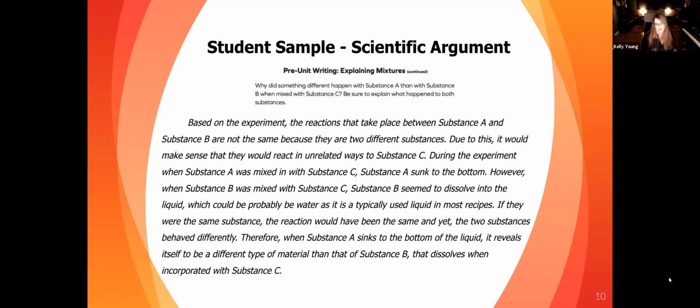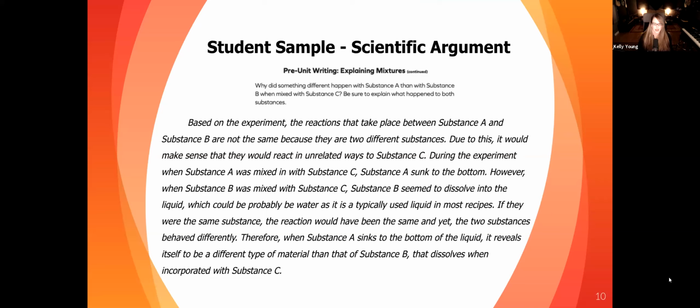This is a student sample. This is just one of my general education students. This was the pre-writing unit completely all together when they were all said and done. So their explanation was based on the experiment, the reactions that take place between substance A and substance B are not the same because they are two different substances. Due to this, it would make sense that they would react in unrelated ways to substance C. So there's your claim.